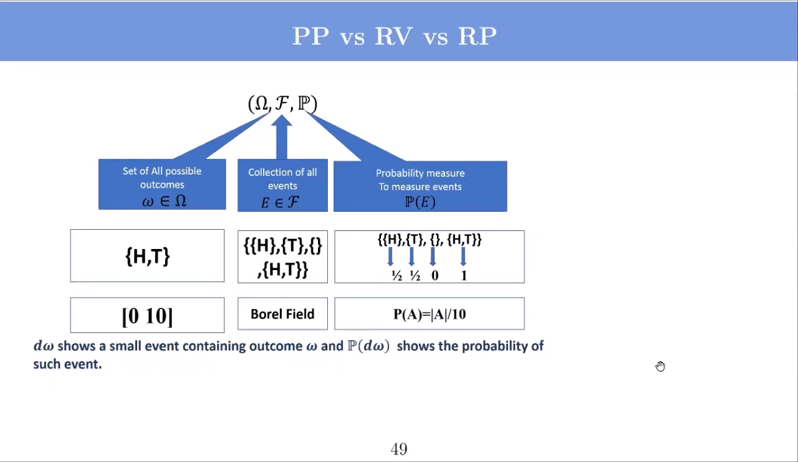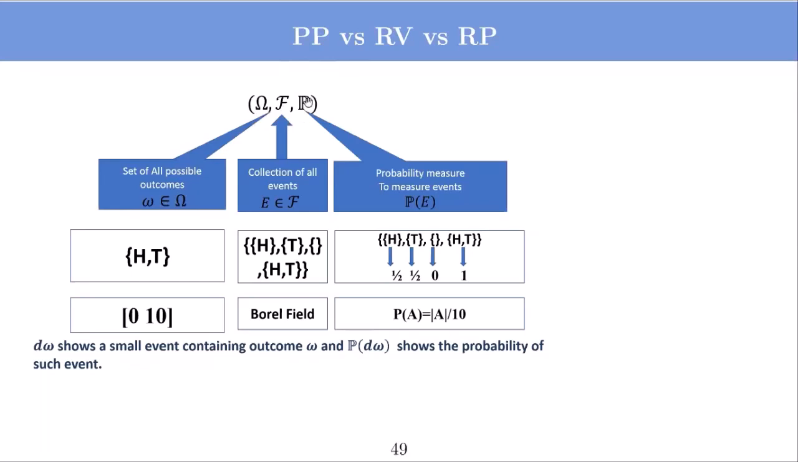So I have a probability space, omega, F, P. Omega is known as a sample space, which is a set of all possible outcomes. I denote each of these outcomes as small omega. So small omega is an element of capital omega, the sample space. Then to know the probability of outcomes, what I do is I assign a probability measure.